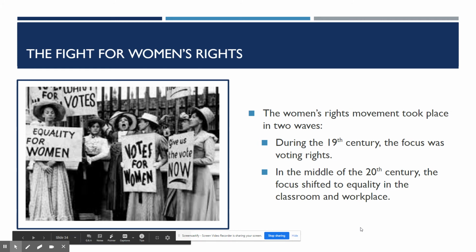And during the 19th century, the focus of the women's rights movement is really going to be voting rights. So we've said that the 15th Amendment gave African American men the right to vote, but up until the early 1900s, women still did not have the right to vote. Okay, so that's the first part of the women's rights movement. In the middle of the 20th century, the focus is going to shift to equality in the classroom and the workplace.